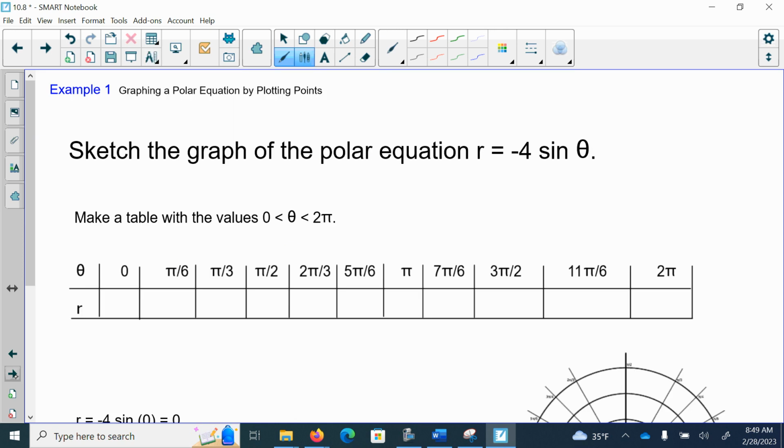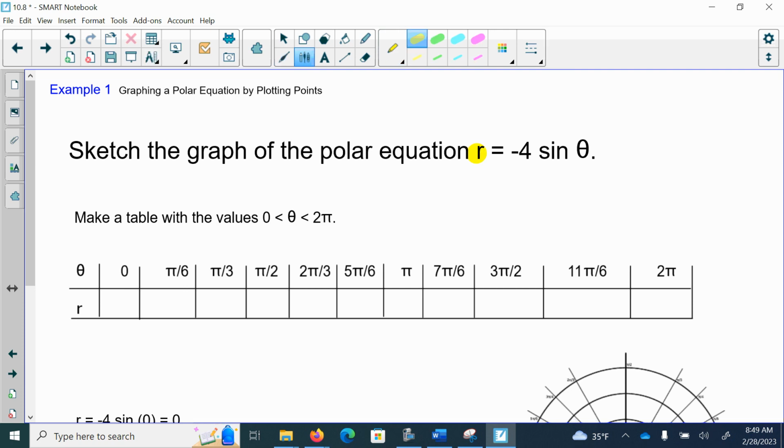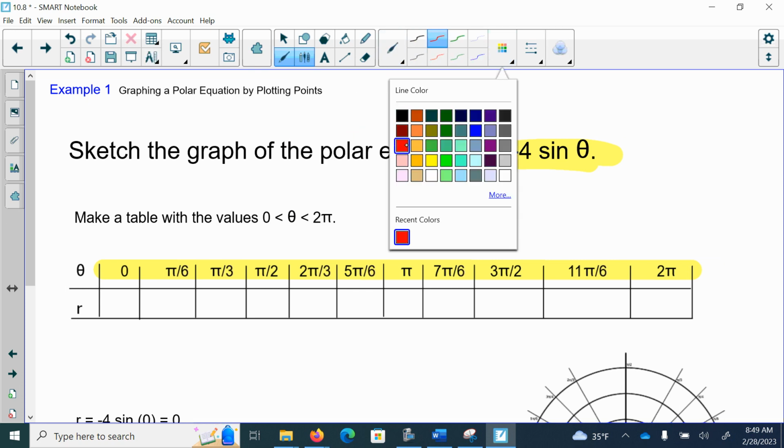So when I start, I'm going to start just like I started in Algebra 1. I'm going to give you an equation. In this case, my equation is r is equal to -4 sine theta. And in place of theta, I'm going to put these different values. I picked values from my unit circle so I can do this quickly without a calculator.